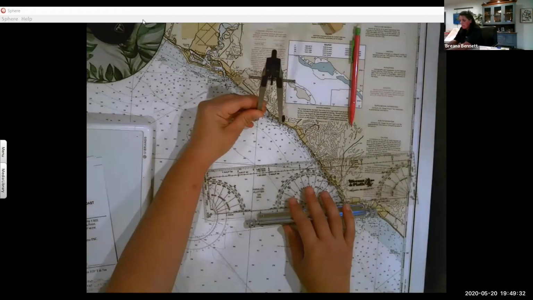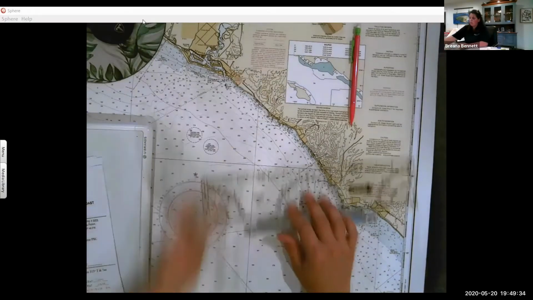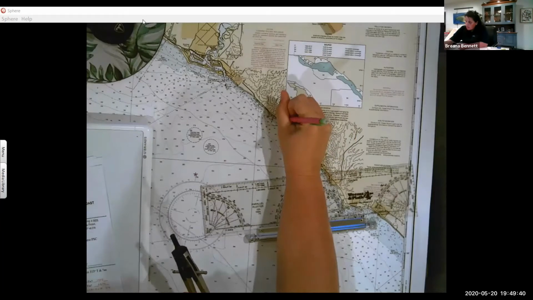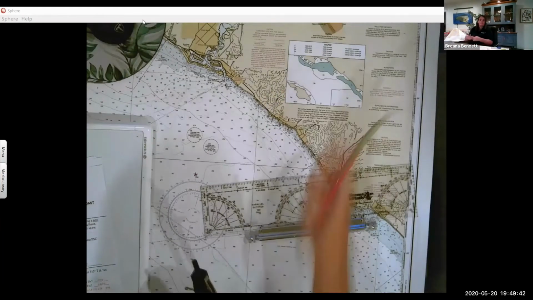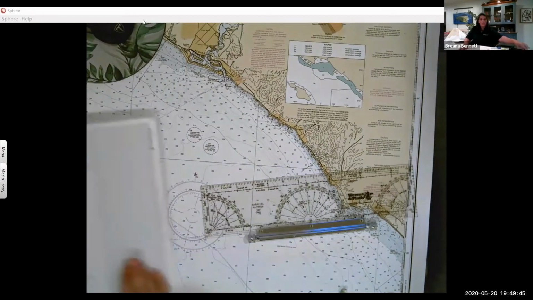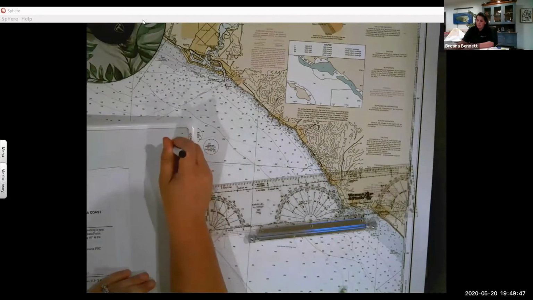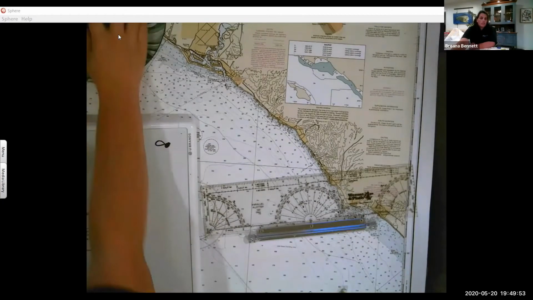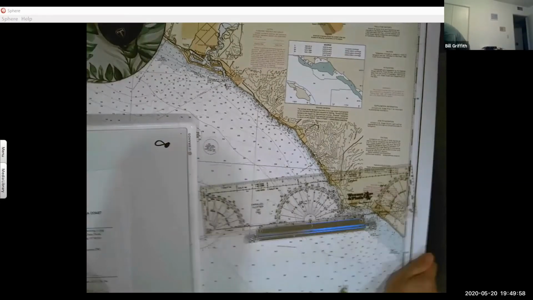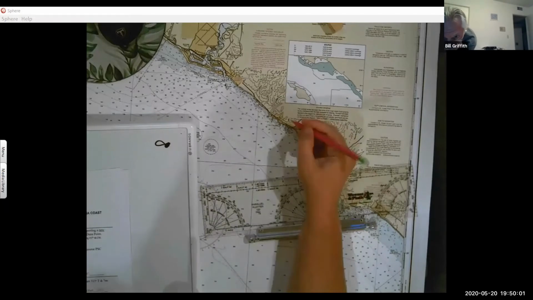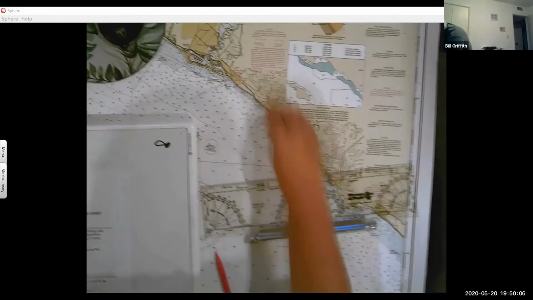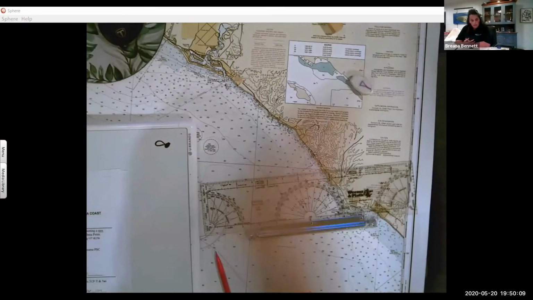So right where it says Rock Point, that is going to be our new lighthouse. So we can even draw in our light symbol. Okay, so we have our new light.